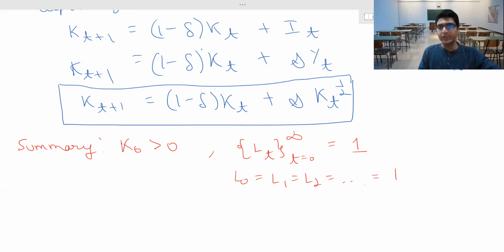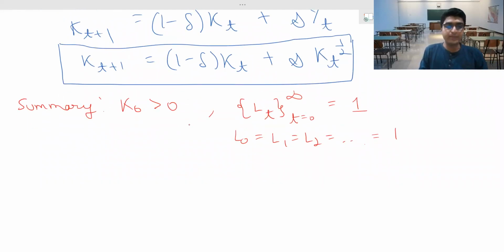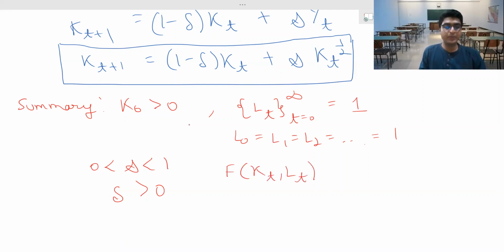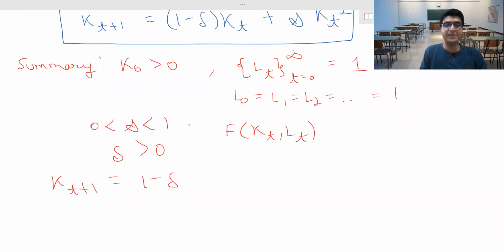ठीक है, तो I keep on introducing new symbols not to make it complicated, but because these symbols are often used in the entrance exam, so you should be aware. Otherwise, you won't be able to understand the question. So I keep on introducing different symbols so that you already know them when you get to the exam. Next, we know that saving rate is between 0 and 1. Delta is positive, depreciation rate is something positive, and you are given a production function which depends upon labor and capital. Okay, and we also know that K_{t+1}, which is the capital accumulation equation, is equal to undepreciated capital plus investment, which is equal to s into K_t to the power half.